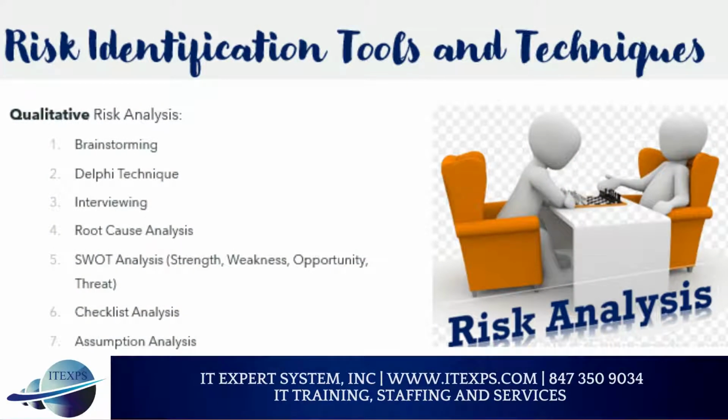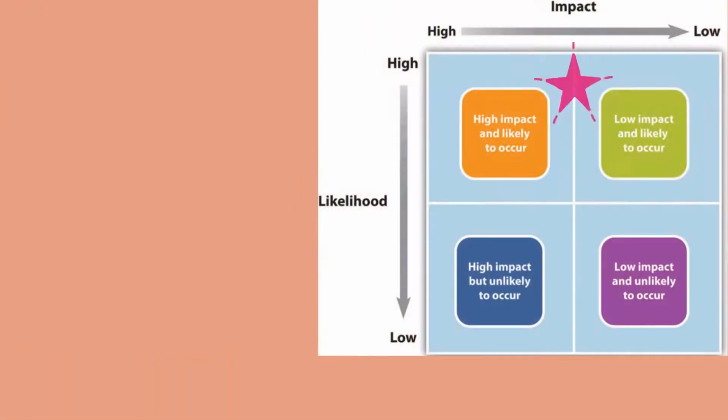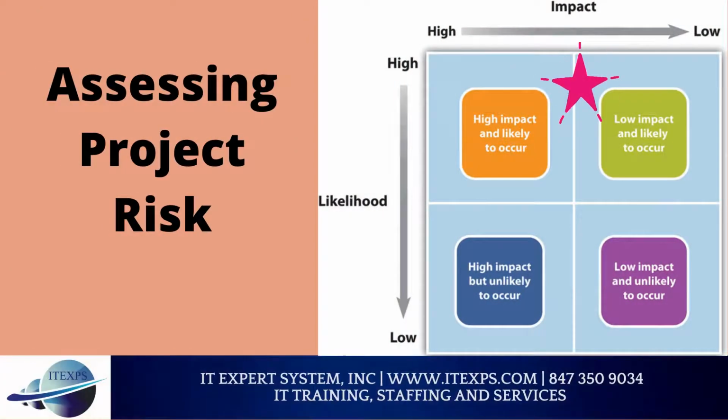Now let's go over risk identification tools and techniques. The following tools and techniques can be used by the team to identify risk: qualitative, brainstorming. Delphi technique. Interviewing. SWOT analysis. Checklist analysis. Assumption analysis. Assessing project risk. Rather than focusing on all the risks at the same time, focus on risks that have higher impact and higher likelihood.